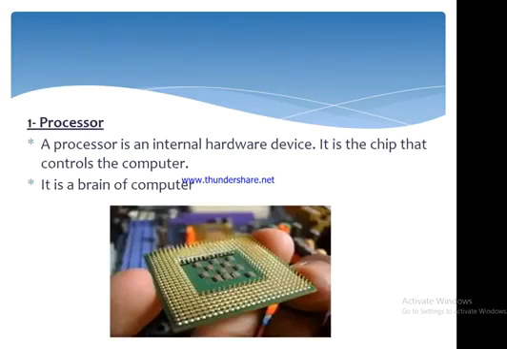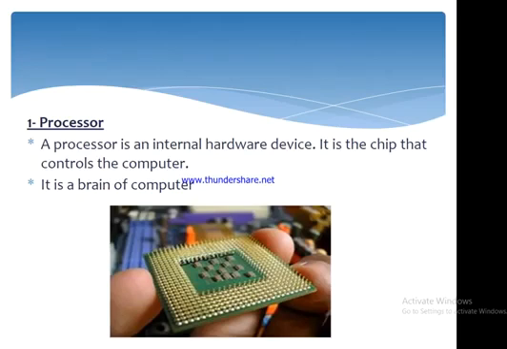Processor. A processor is an internal hardware device. It is the chip that controls the computer. It is the brain of computer. Now grade 4. See, human body. All the actions of our body are controlled by our brain. Yes, brain gives the signal to the body when the body has to wake up, how the body has to walk, how organs have to work.